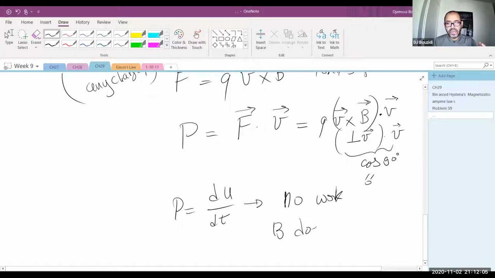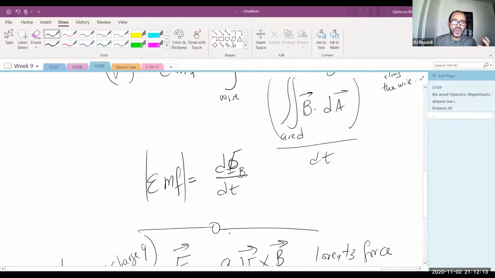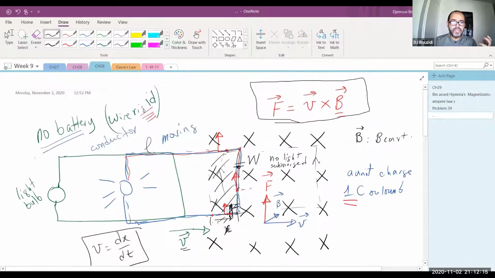So the magnetic field does not do work. B does not do work. Here is the trouble. So why in the world then do we have the light going on? If there is no work, if the magnetic field does not do work, so why are we getting some power in here? How is the light bulb going on? So who is doing work now? That's the question.